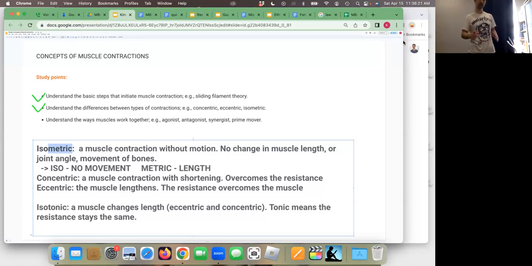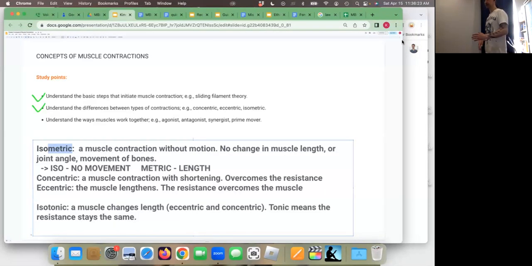So one of the common MBLEx questions is about the infraspinatus muscle that does external rotation, right? And they want to know, is it isometric, is it concentric, eccentric, or isotonic? And they describe it as the client's arm is by their side, the elbow is bent at 90 degrees, and the forearm is against something immovable, like a wall, and they're pressing the forearm into the wall.